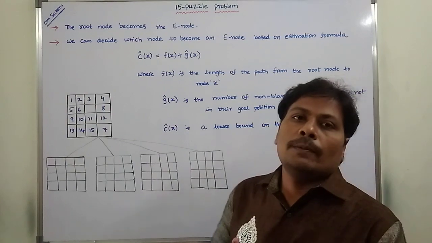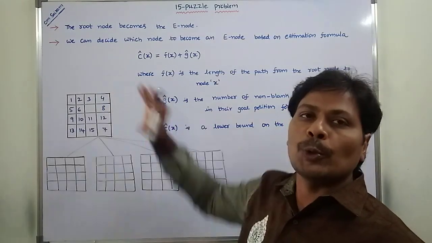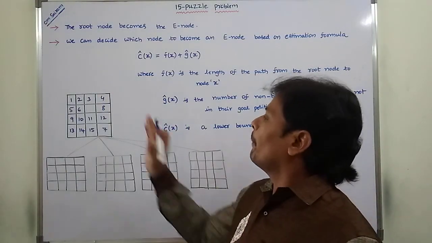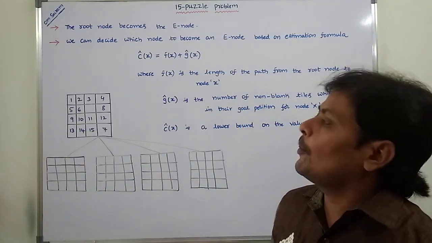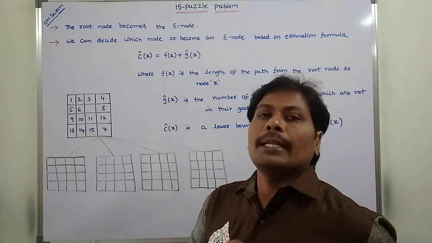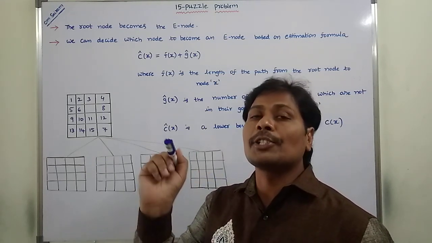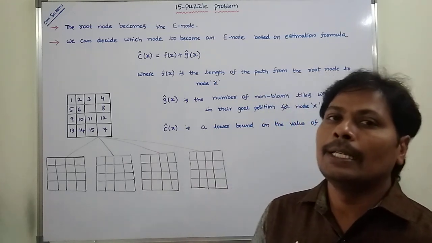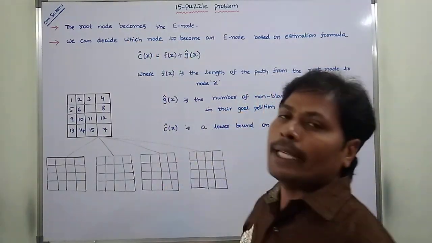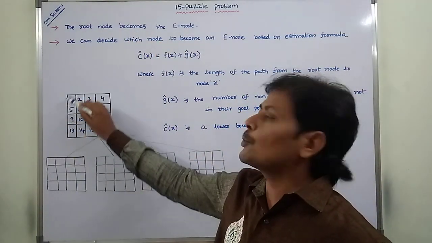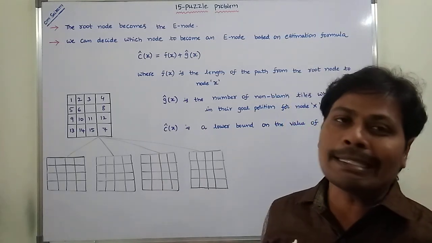Okay. Now, this is the sample state space tree. So this is the root node. This root node becomes the E node while creating its 4 children. An E node is nothing but a live node. That node is just created and its children are also generated, so that node is called an E node. Now the root node becomes the E node. This root node is the E node because its children are already generated.